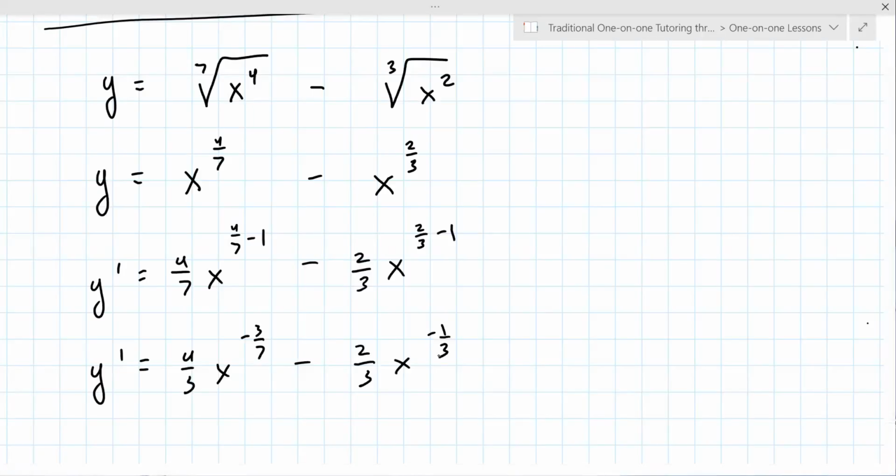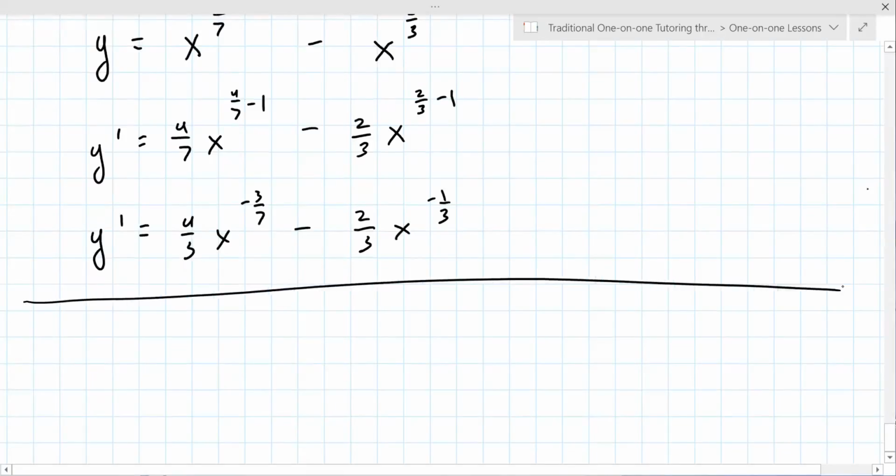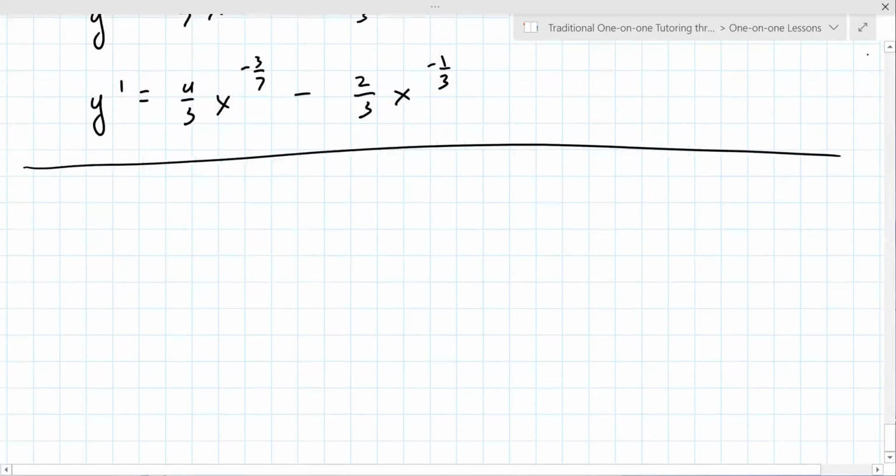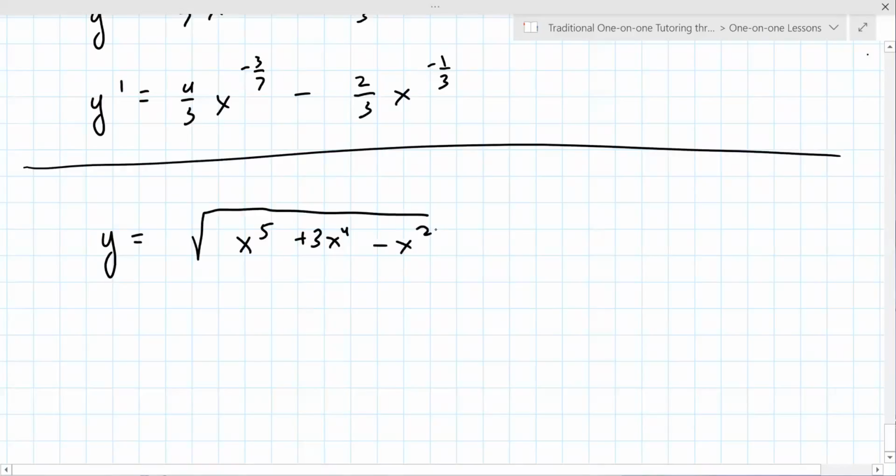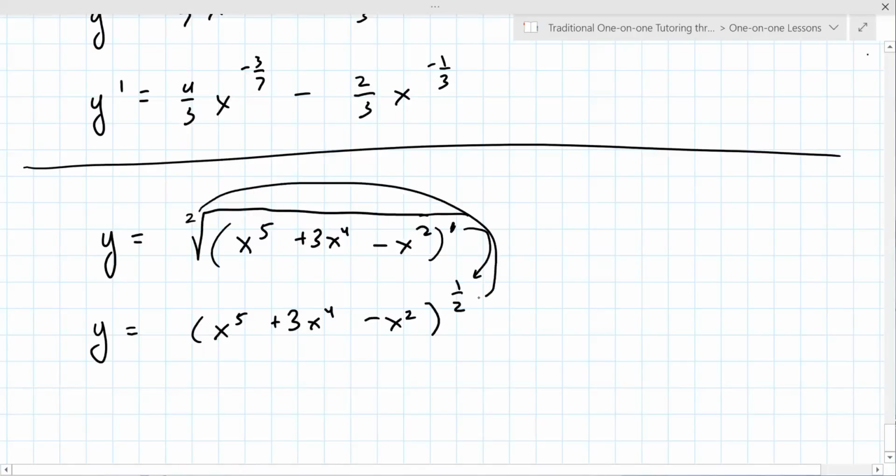Okay. Now this is clear. Starting to be clear. All right, so let's go back to these u substitution problems. So y equals the square root of x to the fifth plus 3x to the fourth minus x squared. This is x to the fifth plus 3x to the fourth minus x squared to the 1/2 power. Now I know there's not a 2 there, and I know this isn't to the power of 1, but it could be. That's how it becomes this.